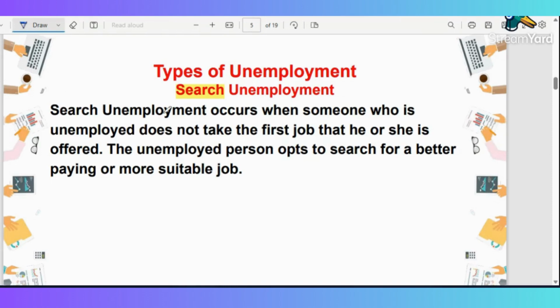So for search unemployment, it occurs when someone who is unemployed does not take the first job. So it's like you have options. You don't take the first job that he or she is being offered, but the unemployed person opts to search for a better paid or more suitable job. So there's a job out there, ready and waiting for you, but you opt to search for a better job that is more suitable.